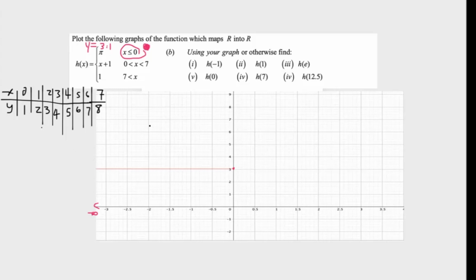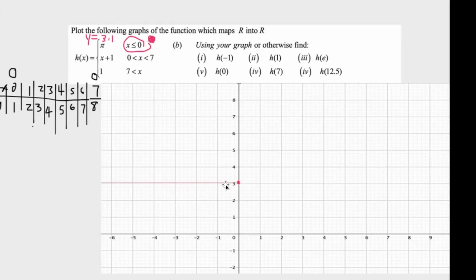So these are the ones that we're going to plot, but at 0 and 7, you're seeing that we're not using them. So it means we need to have an unshaded circle here. So let's plot the next function. So at x equals 0 and 1, we have our open circle because we're not using 0 and 1.